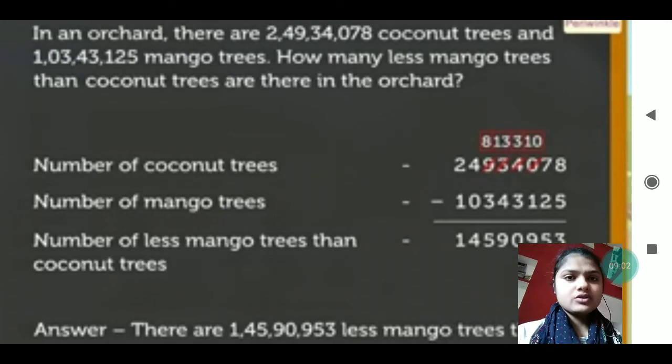Now this question: in an orchard, it means a garden where different kinds of flowers and fruits are there. There are 2 crores 49 lakh 34,078 coconut trees. This much is coconut. After that, 1 crore 3 lakh 43,125 mango trees. How many fewer mango trees than coconut trees are there in the orchard?